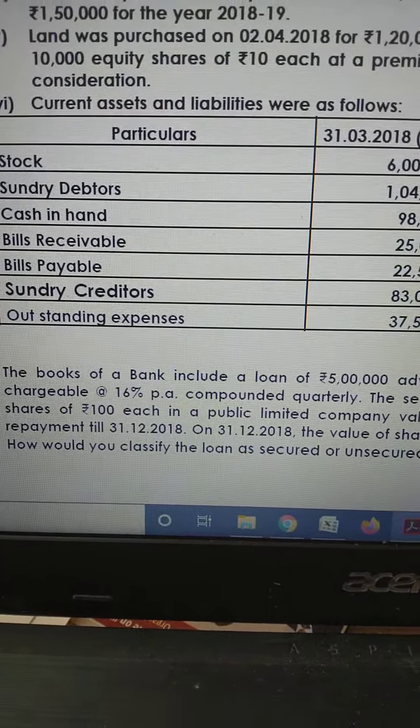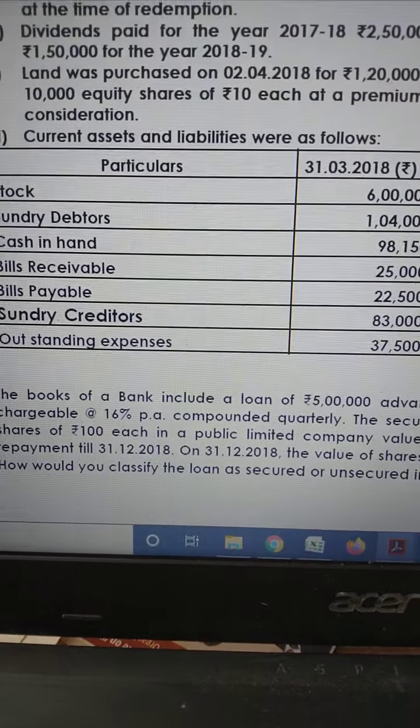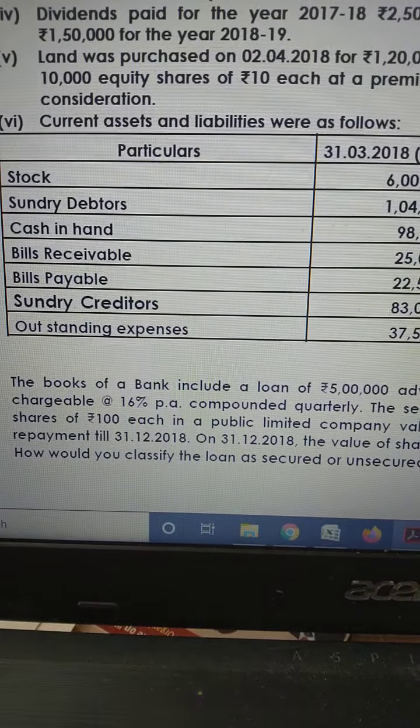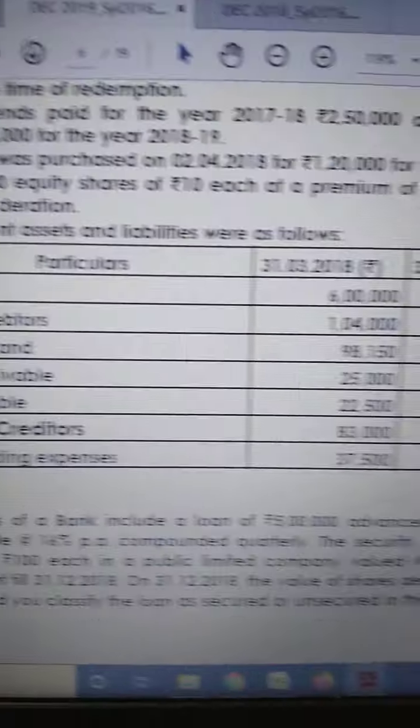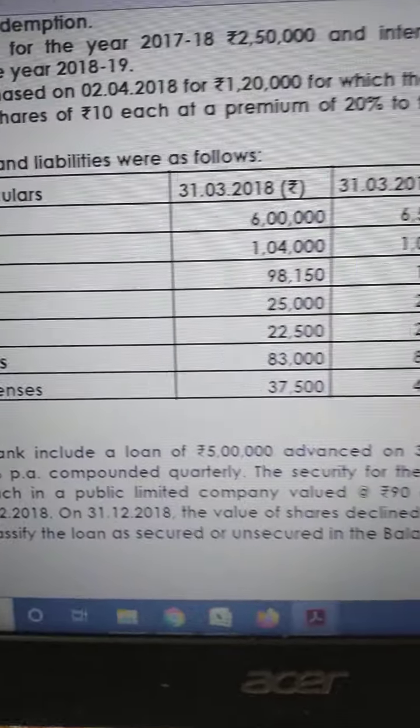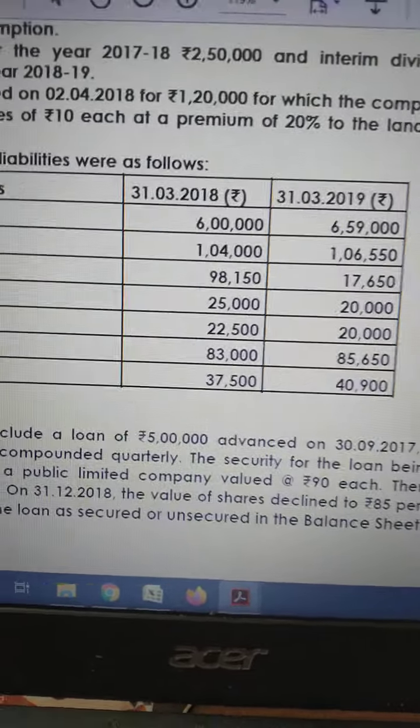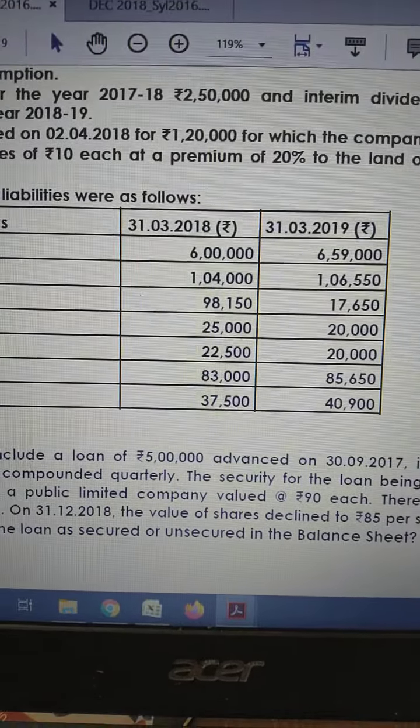What is the first one? Stock. Stock is a working capital item because it is used for business purposes. Okay. So previous year 2018, 6 lakh; 2019, 6,59,000.